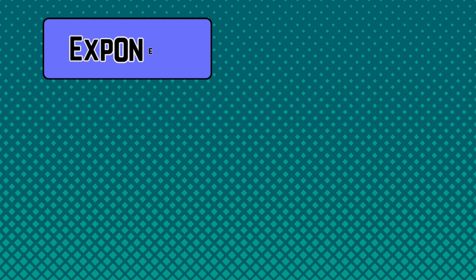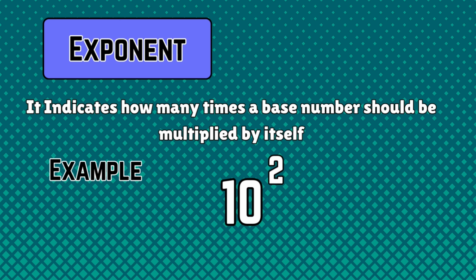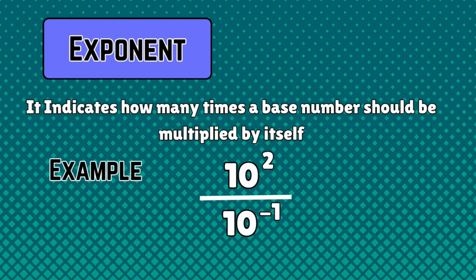Now, a very important topic. Exponent, which indicates how many times a base number should be multiplied by itself. Let's understand it. Here 10 represents the base number and 2 represents the exponent. It is read as 10 to the power of 2, and this is equal to 100. And when numbers are divided, their powers are subtracted.